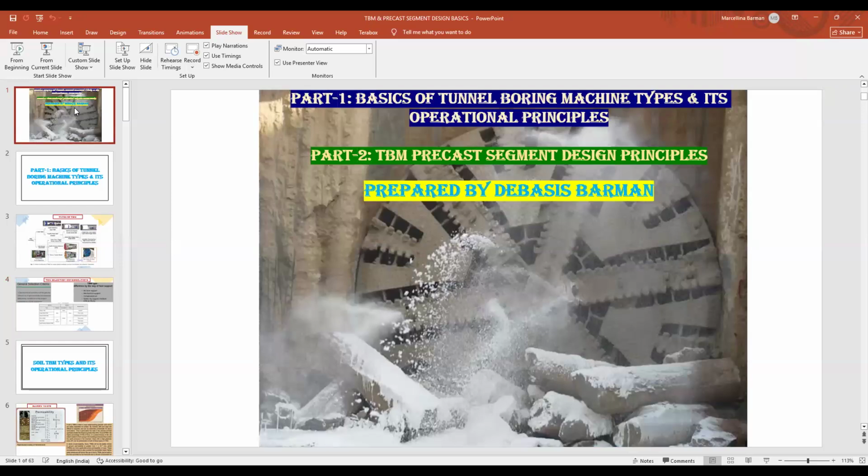Last Tech Talk we discussed the design principles of the final lining, and it was mostly focused on the cast-in-concrete lining. This time we'll discuss the TBM machine and the principles of the precast segment design.